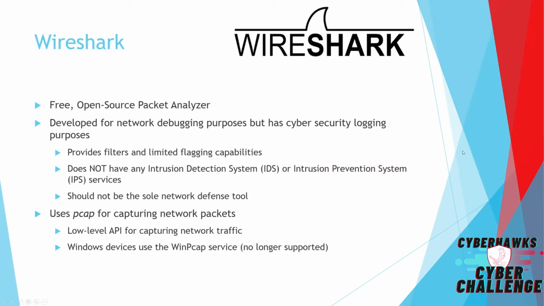So the first tool that we're going to look at today is going to be Wireshark. It's a free open source packet analyzer that was developed for network debugging purposes, but in some instances it does have a cybersecurity logging purpose. It provides filters and some limited flagging capabilities in a GUI display. Importantly, it does not have any specific IDS or IPS services, and they make that pretty clear when you install it. It should not be used as the sole network defense tool.